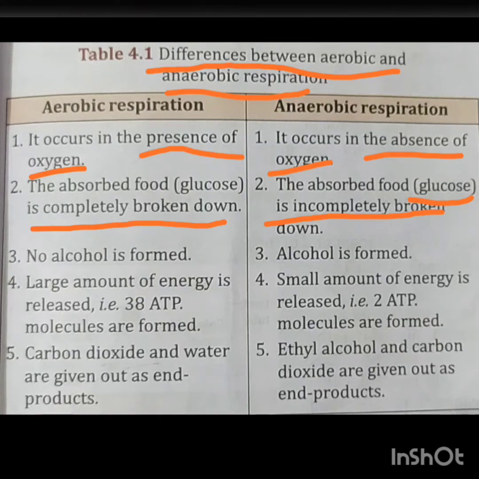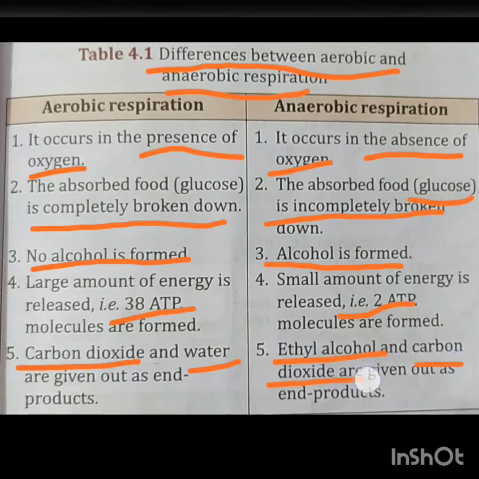In aerobic respiration, no alcohol is formed. In anaerobic respiration, alcohol is formed. In aerobic respiration, a large amount of energy is released, that is 38 ATP molecules are formed. In anaerobic respiration, a small amount of energy is released, that is 2 ATP molecules are formed. In aerobic respiration, carbon dioxide and water are given out as end products. In anaerobic respiration, ethyl alcohol and carbon dioxide are given out as end products.